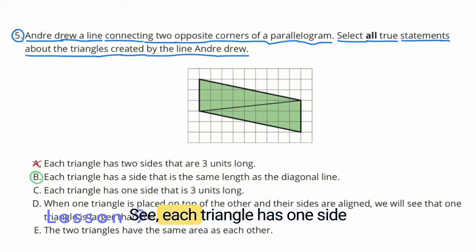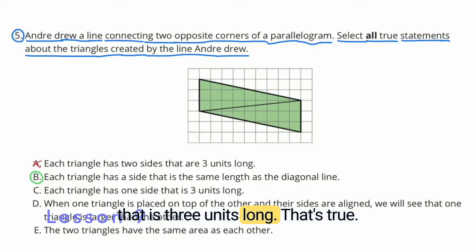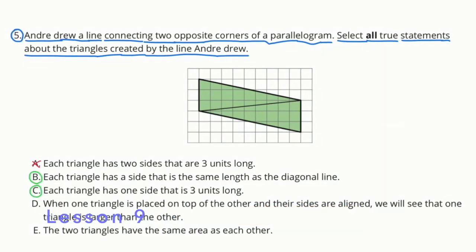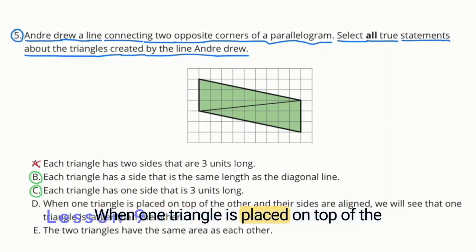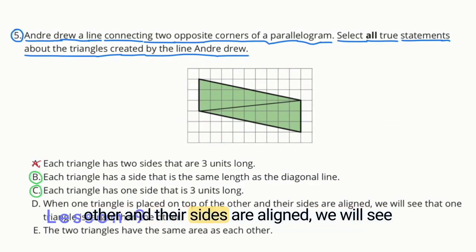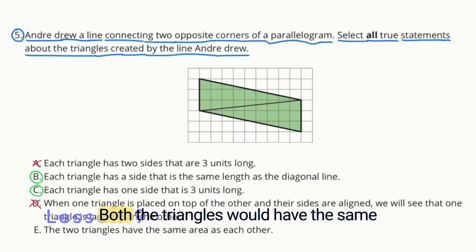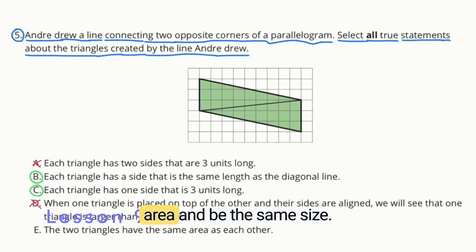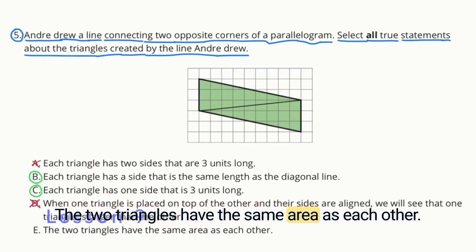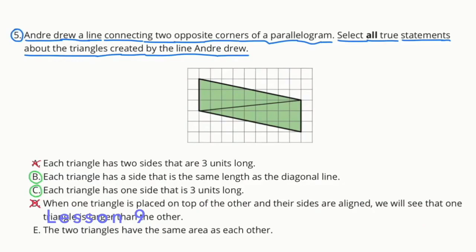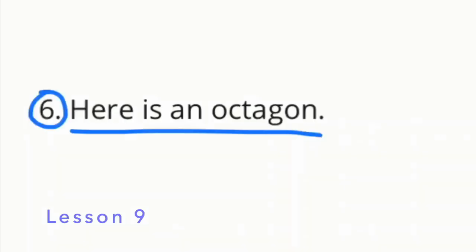True. C. Each triangle has one side that is 3 units long. That's true. D. When one triangle is placed on top of the other and their sides are aligned, we will see that one triangle is larger than the other. That's not true. Both the triangles would have the same area and be the same size. E. The two triangles have the same area as each other. That's true.